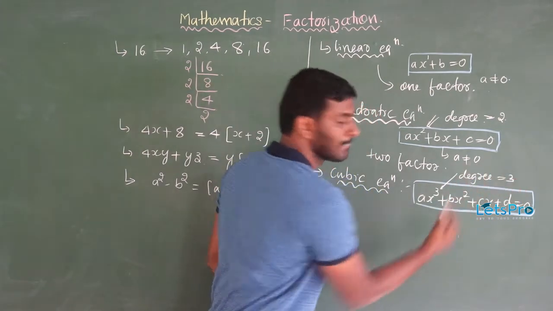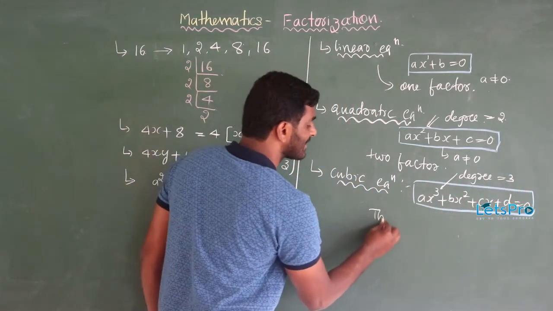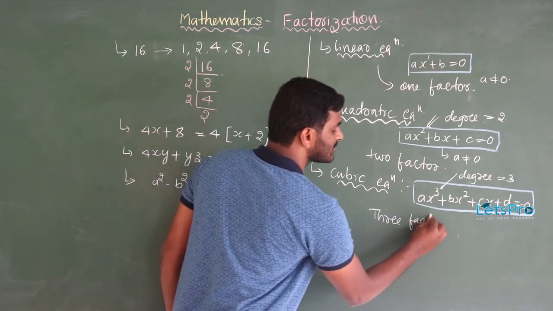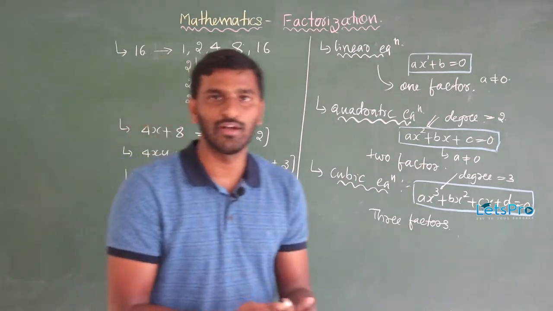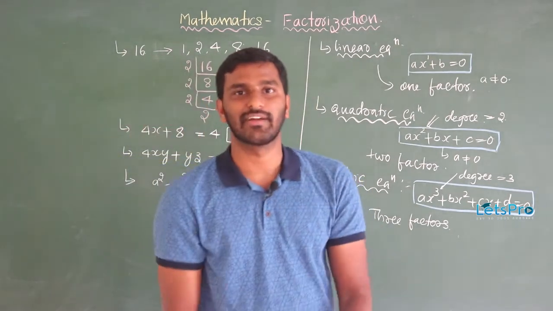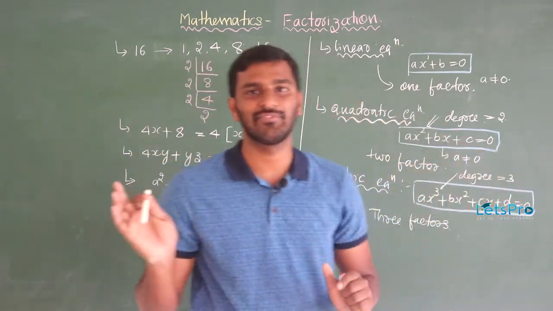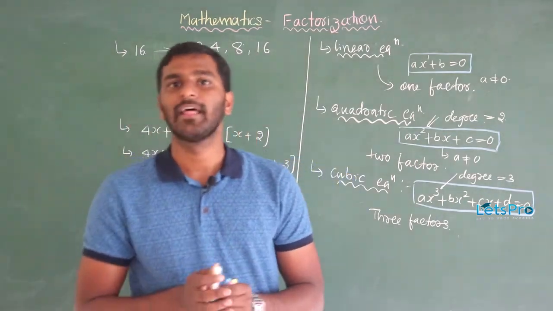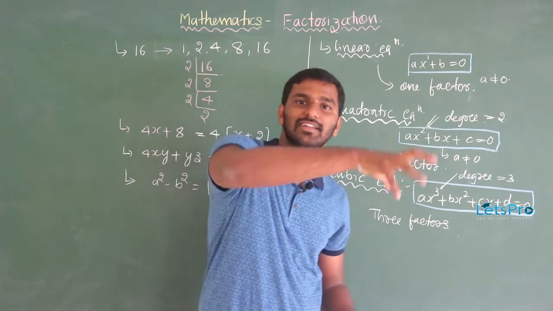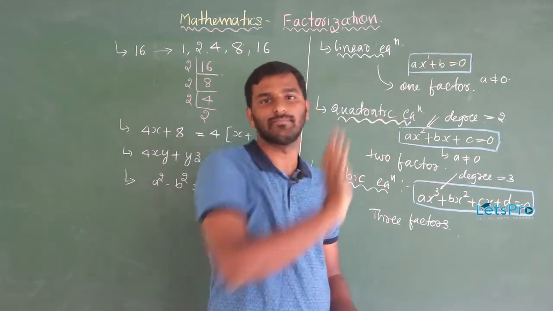Highest degree is 3, hence we are getting 3 factors. Similarly, if the highest degree is 4, we are getting 4 factors. If the highest degree is 10, we are getting 10 factors. Usually, in the CET concept, they only ask for factors when the highest degree is 2, 3 or 1.